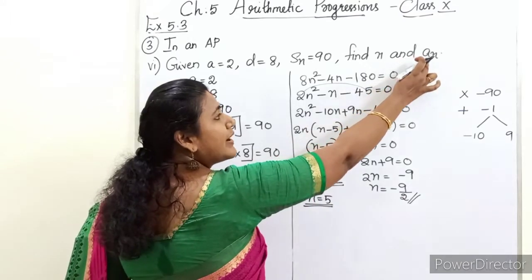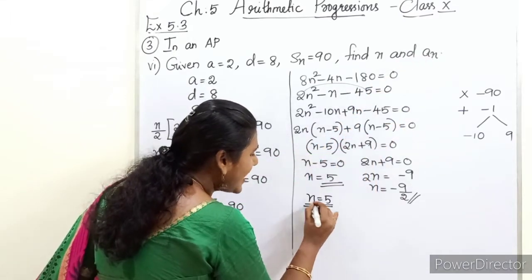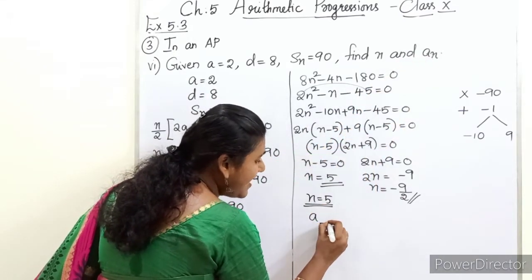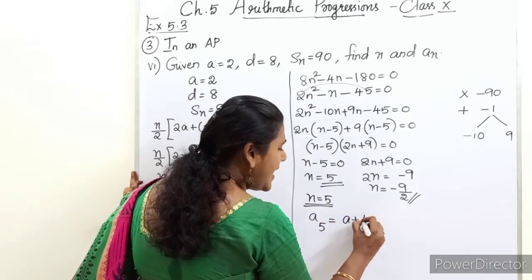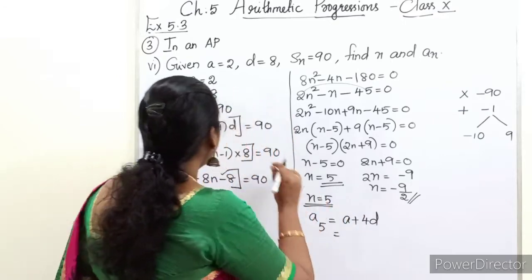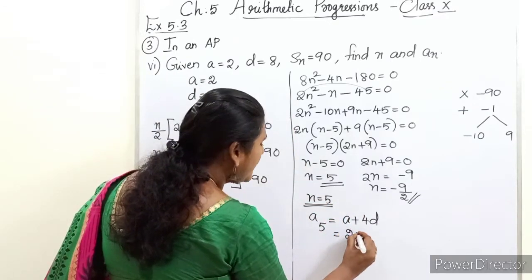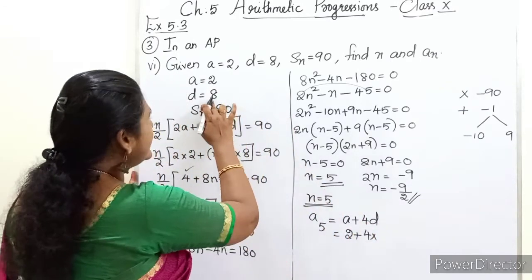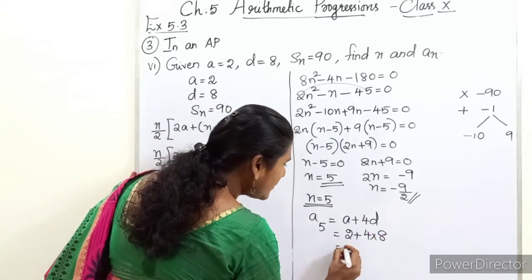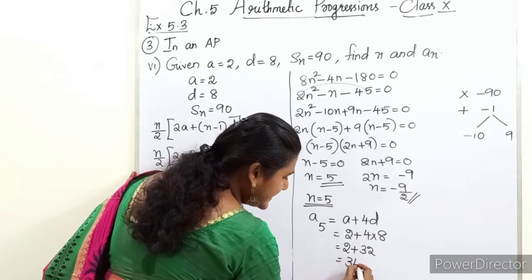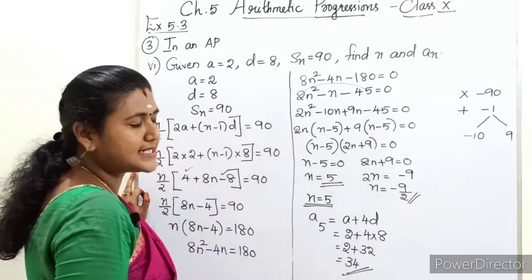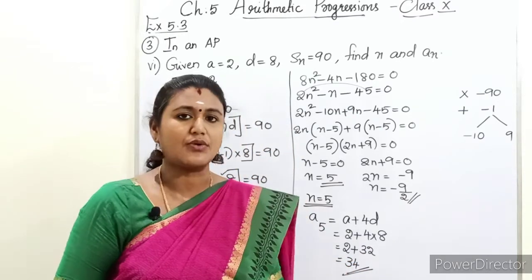Now we have to find an. What is the value of n? 5. So a5 we have to find. What is the formula for a5? a plus 4d. The value of a is 2, so 2 plus 4 into d, whose value is 8. So 2 plus 32, and the answer is 34. So the fifth term is 34 and the value of n is equal to 5.